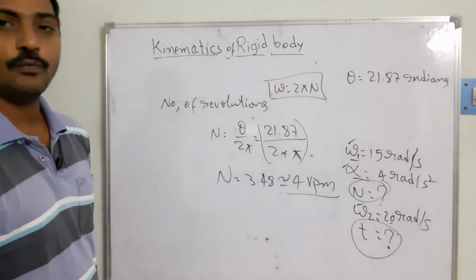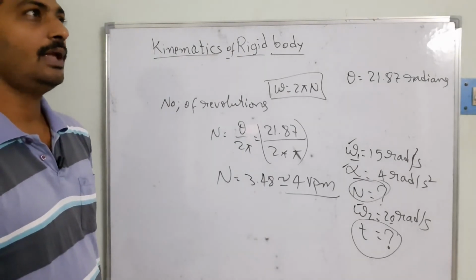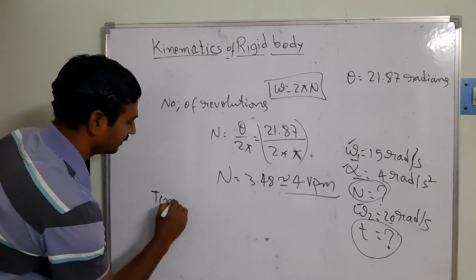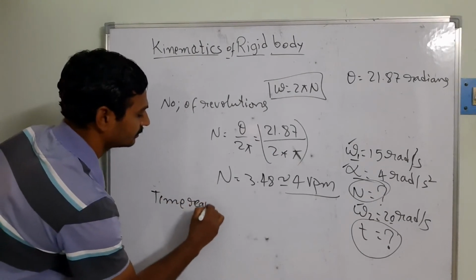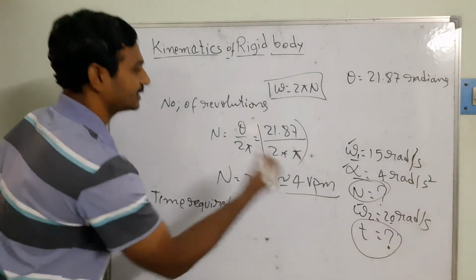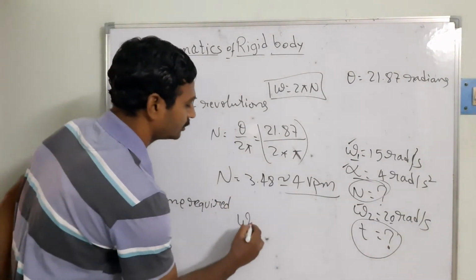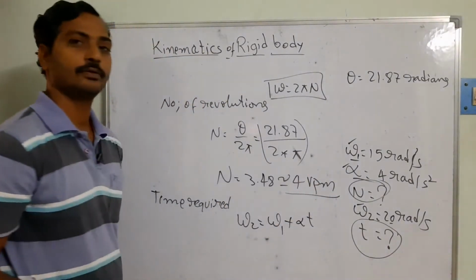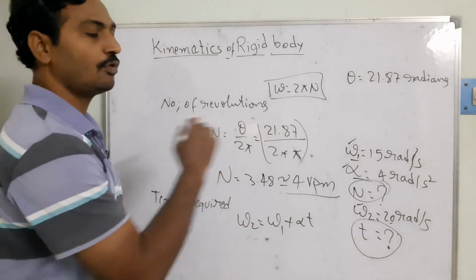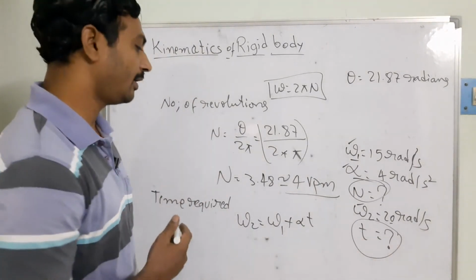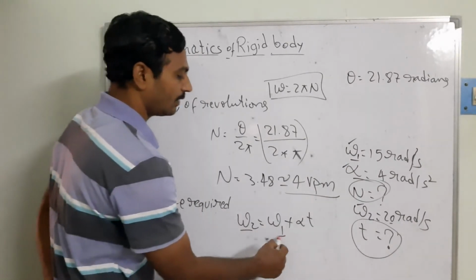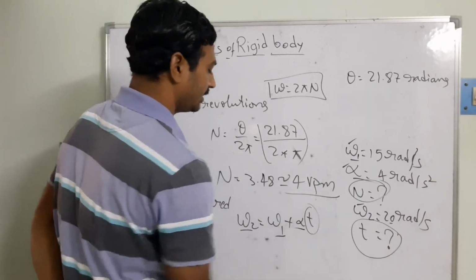So what is the formula we have? That's going to be, the time required to reach 20 radians per second: omega 2 is equal to omega 1 plus alpha t, right? This is the object rotating with uniform angular acceleration. So omega 2, omega 1, alpha are available. Can you calculate the t value?